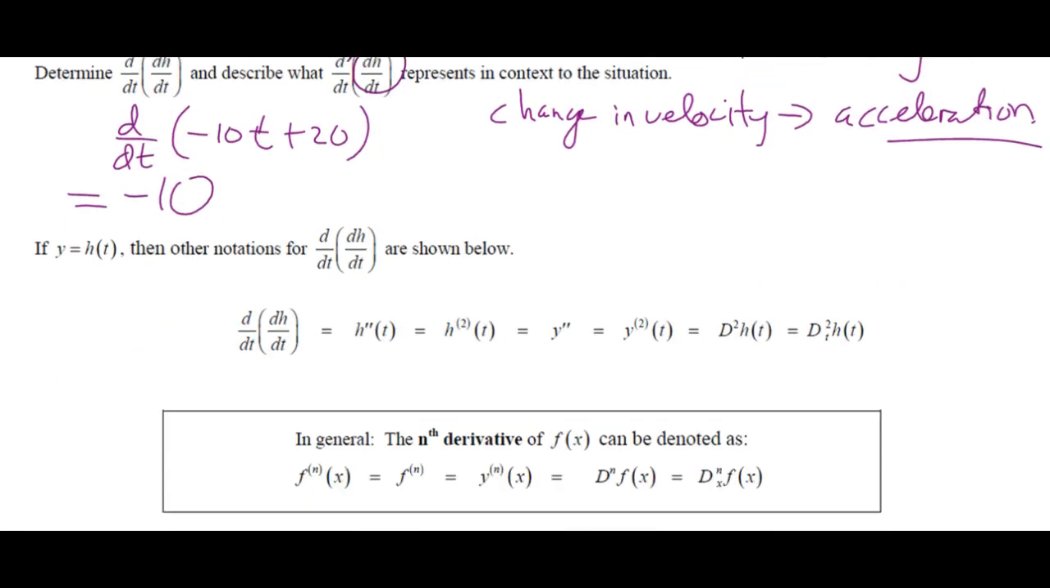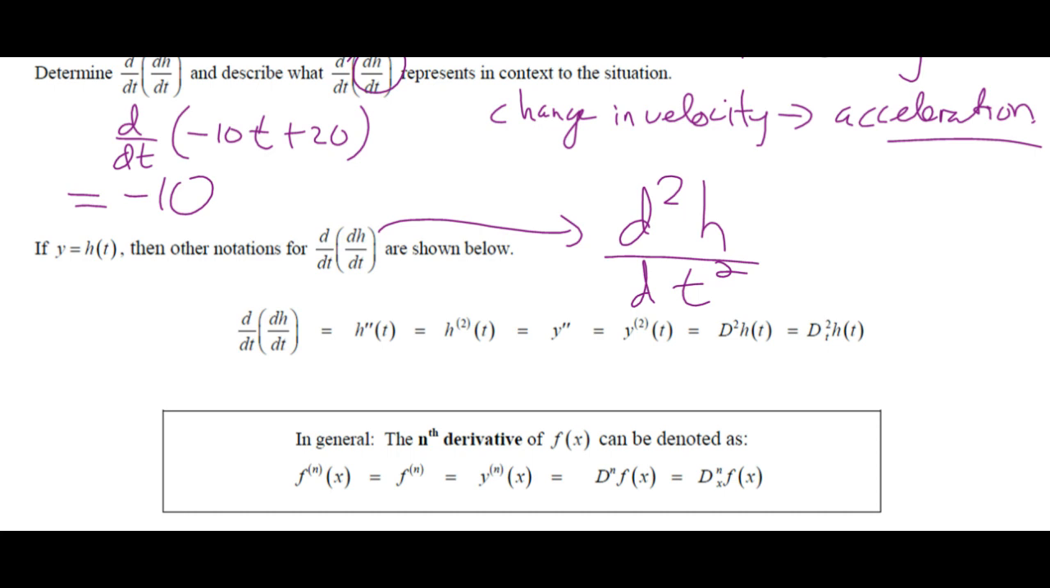If y is equal to h(t), then other notations for d/dt of dh/dt are shown below. So the derivative with respect to time of the derivative of height with respect to time is h double prime of t, or y double prime if it was y, or d²h/dt². It's just a fancy way of saying the second derivative, right? You could read that as d squared h over dt squared, but you should look at that and say, oh, they're looking for the second derivative of h with respect to t.